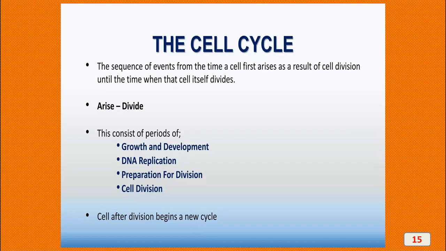It arises and divides into several daughter cells, and it also consists of a phase of growth and development, secondly followed by DNA replication, thirdly preparation for cell division on a larger scale, then the actual cell division. So, after division, the cell begins a new cycle once again.